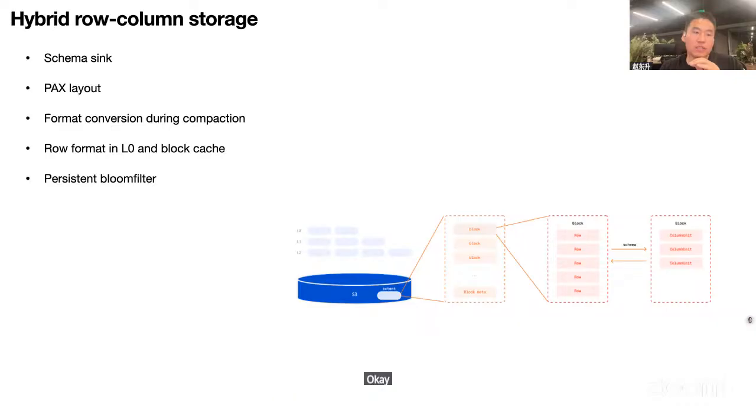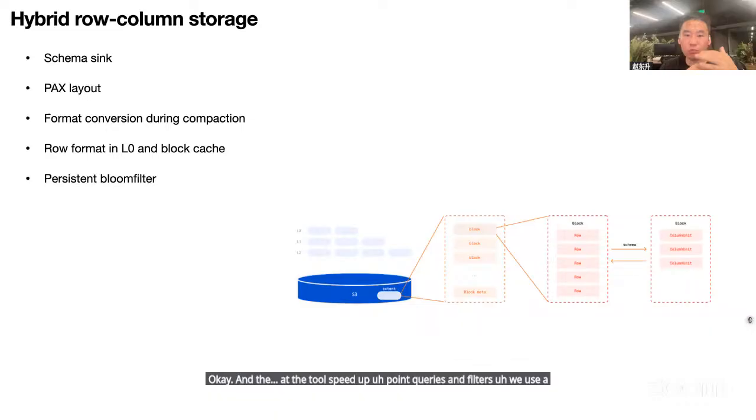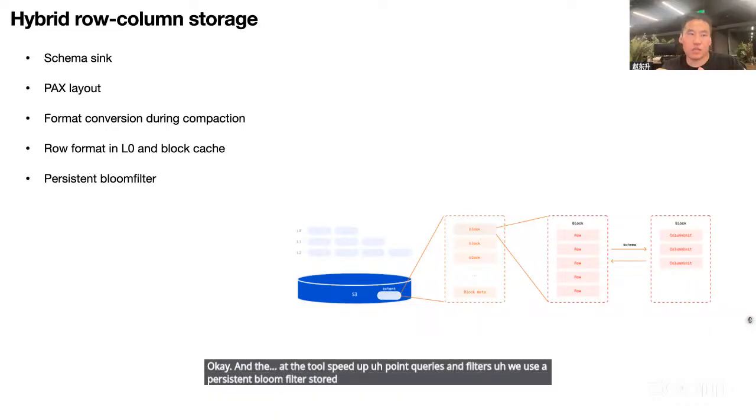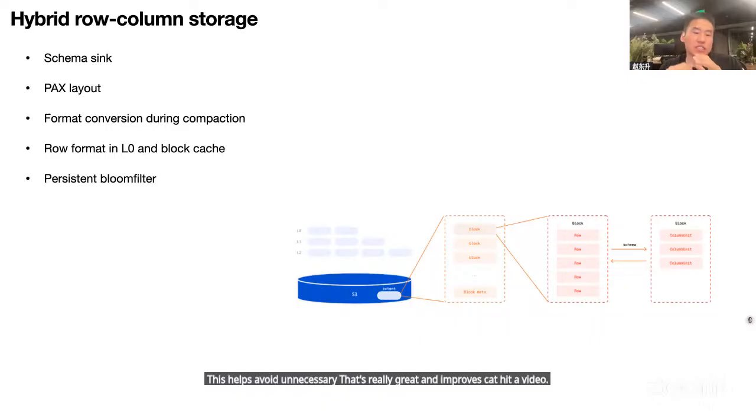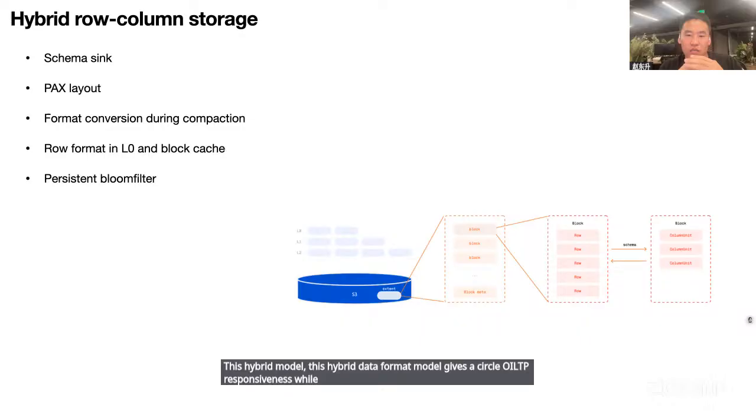And to speed up point queries and filters, we use a persistent Bloom filter stored alongside the data blocks. This helps avoid unnecessary S3 reads and improves cache hit ratio. This hybrid data format model gives WeCircle OLTP responsiveness while maintaining a compact, efficient storage footprint.